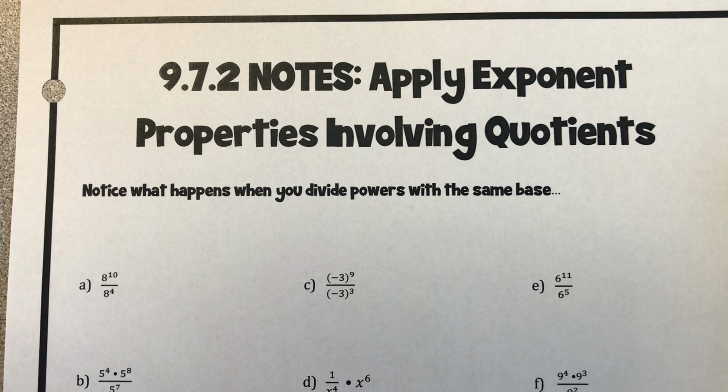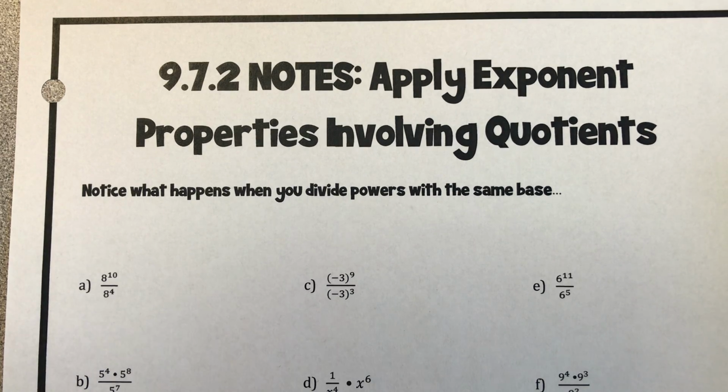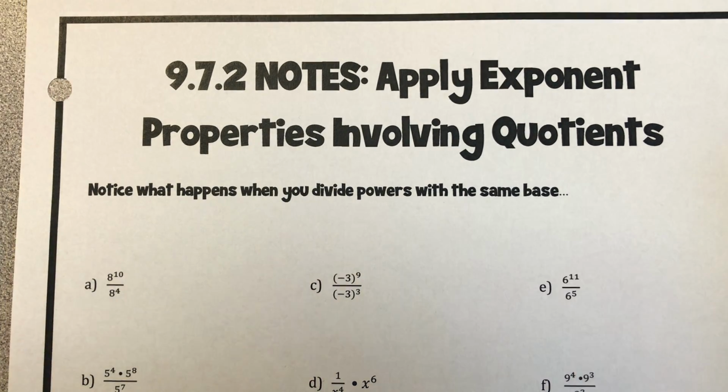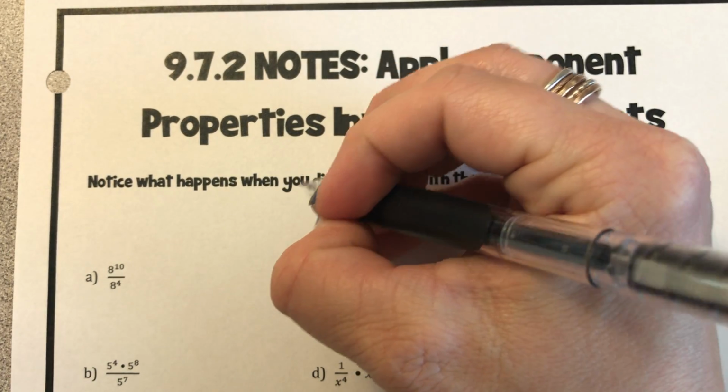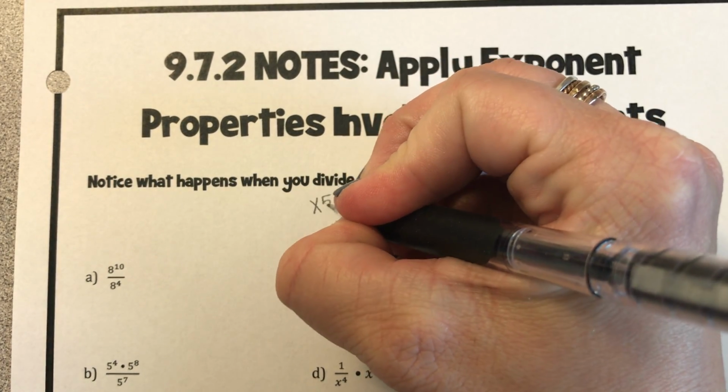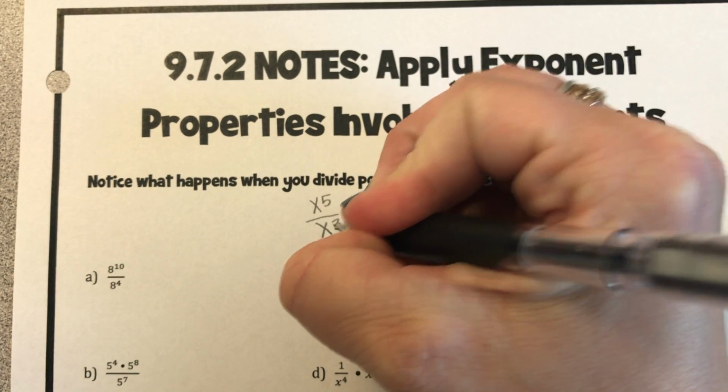So today we're going to look at what happens when we apply exponent rules to quotients. Yesterday was products, which is multiplication. Today we're going to talk about what happens to quotients when you have exponents. So first of all, let's look at an example of if I gave you something like x to the fifth over x to the third power.